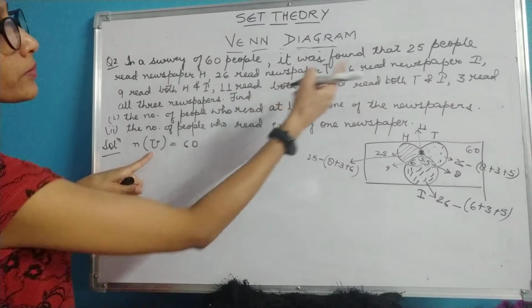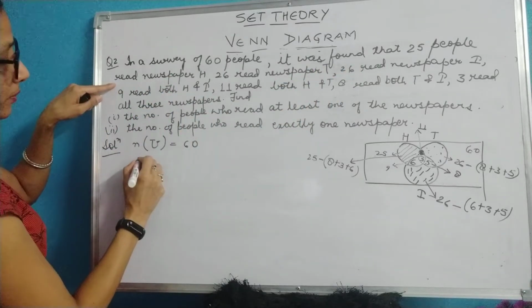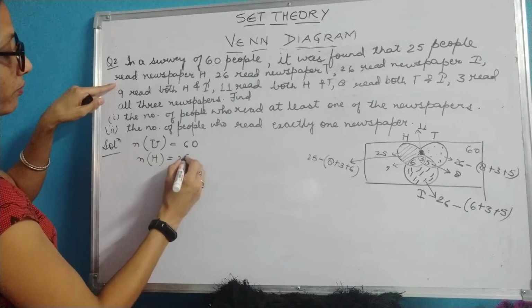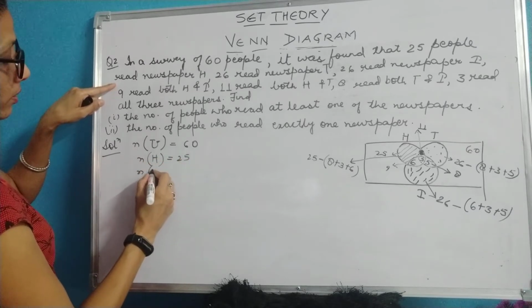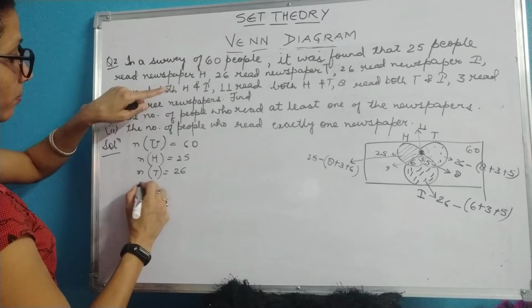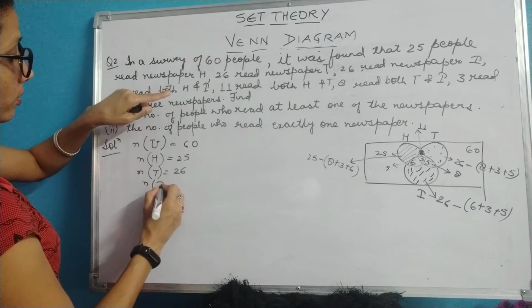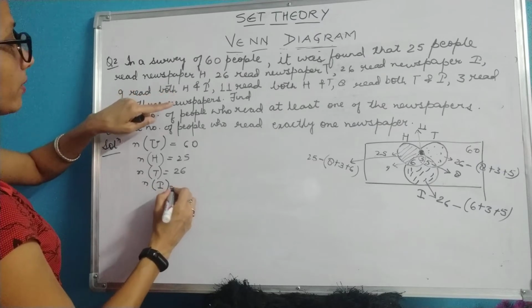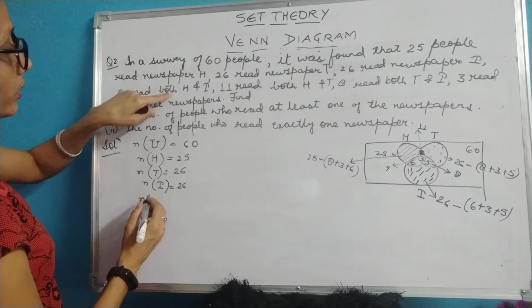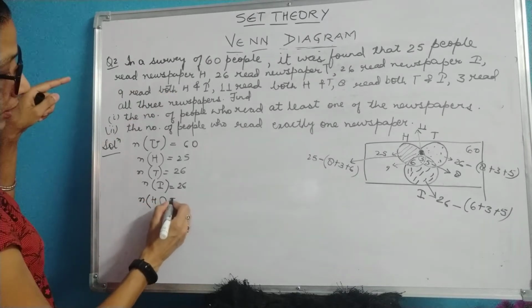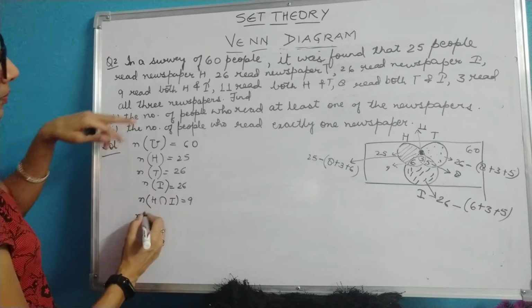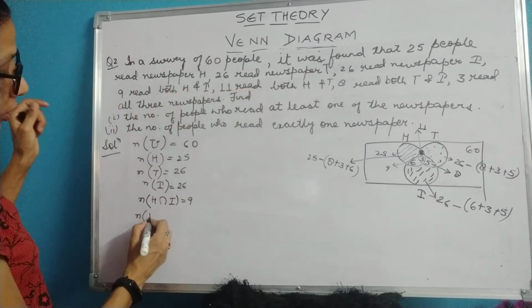60 people. 25 people read newspaper H. So the number of people reading newspaper H is 25. The number of people reading newspaper T is given as 26. The number of people who read newspaper I is given as 26. 9 people read both H and I. So for both we'll be using intersection. This is 9.